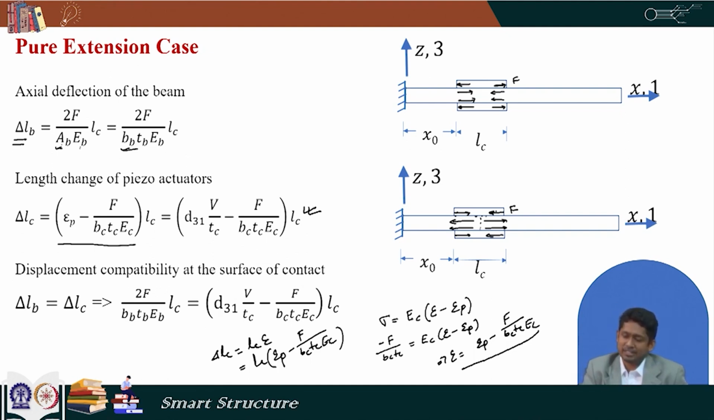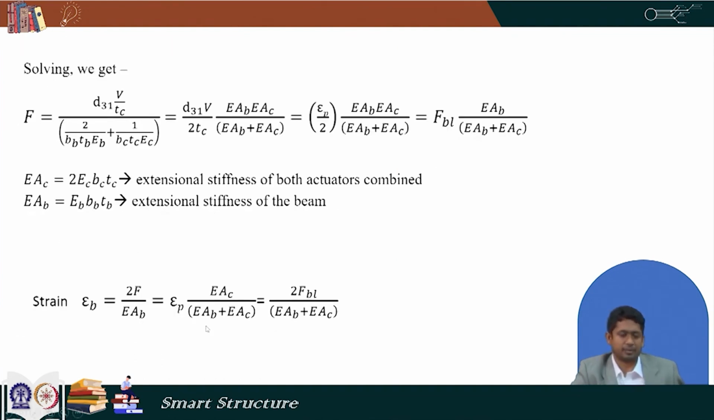Now that we have found out the change in length of the beam and the change in length of the actuators, we have to apply the condition of compatibility. So, we apply the condition here. This is our compatibility condition, compatibility of displacement, and that says that delta LB is equal to delta LC. Delta LB is taken from here, delta LC is taken from here, and they are equated. And after equating those, we get F as this.